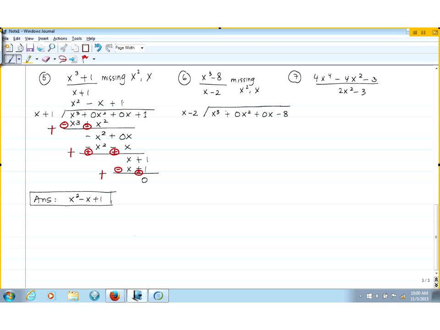Alright. Now x cubed divided by x. What is x cubed divided by x? X squared. So x squared times x minus 2. X cubed minus 2x squared. So x squared times x minus 2. And then we subtract. So add with the opposite.